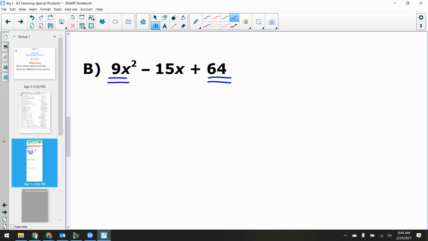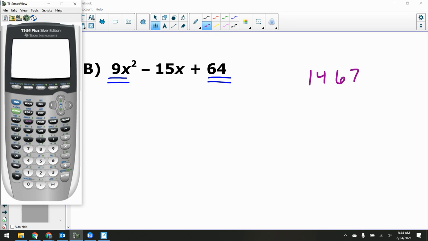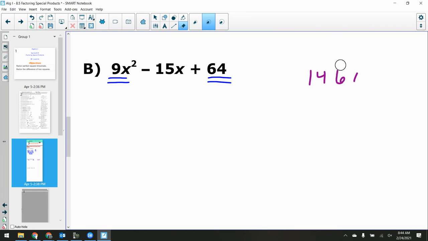Like, let me take a really big number, 1,467. Okay, let me add those digits together. 1 plus 4 is 5, plus 6 is 11, plus 7 is 18. Is that divisible by 3? Then this number is also divisible by 3. 1,467 divided by 3, I don't know what it is. I'd have to go to my calculator. Oh, yeah, it is divisible by 3. That's the divisibility check by 3. So I know that 64 is not divisible by 3.